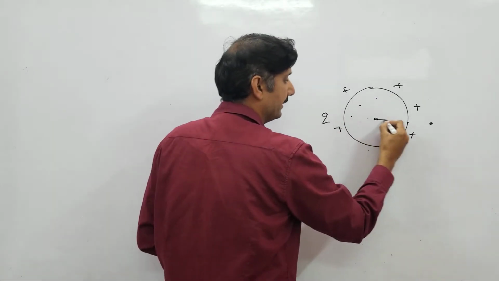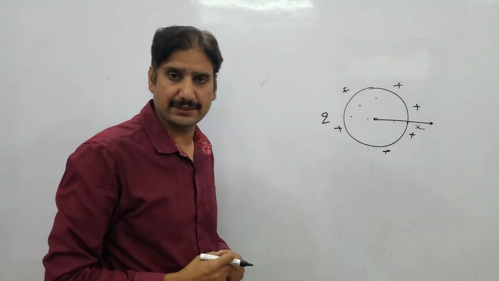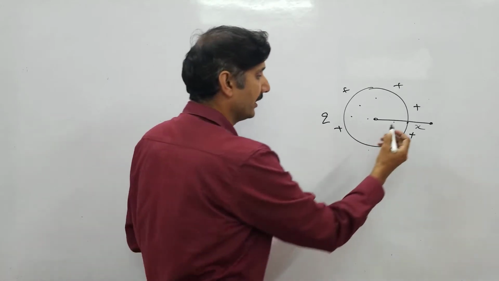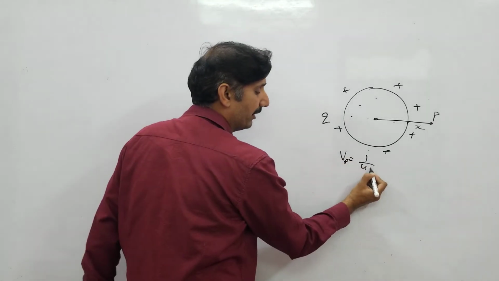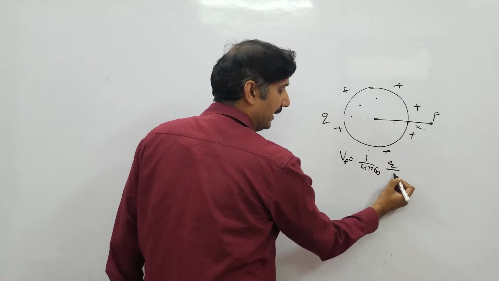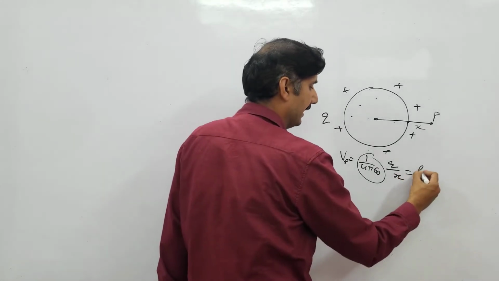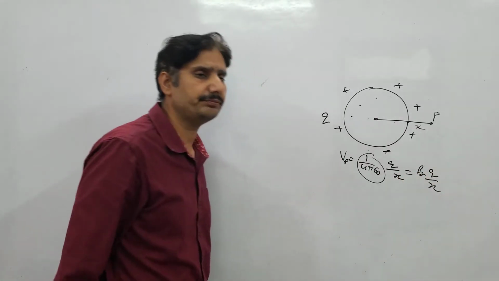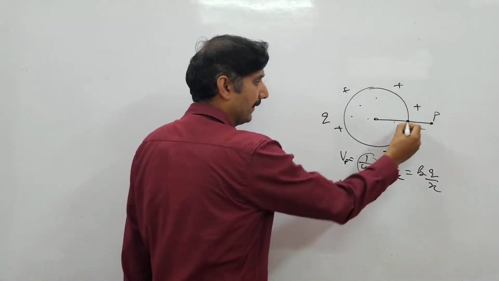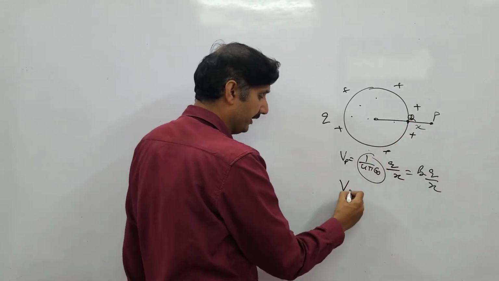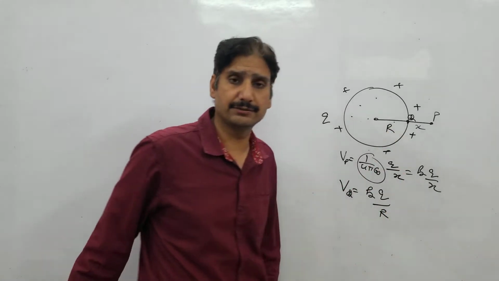We know, let's say, we wish to find out electric potential at a point which is at a distance x from the center of the shell or conducting sphere. Let's call that point P. Potential at P is 1 by 4 pi epsilon naught Q by x. For simplicity, from now onwards, I'll skip 1 by 4 pi epsilon naught and simply call it K Q by x. If I wish to find out electric potential on the surface of this shell, let's call this point Q, then V_Q is equal to K times Q by R, where R is the radius of the shell.